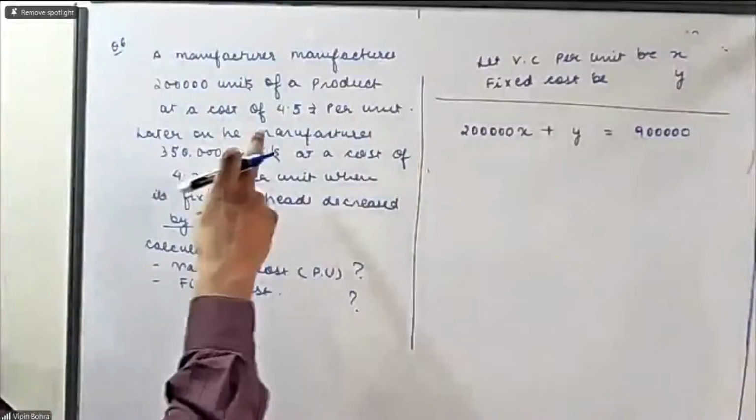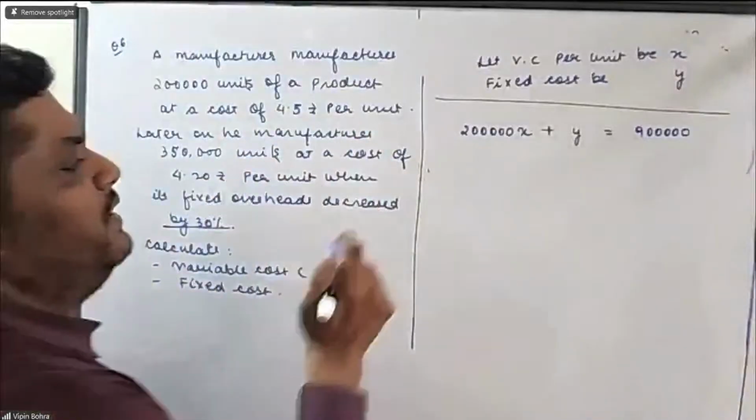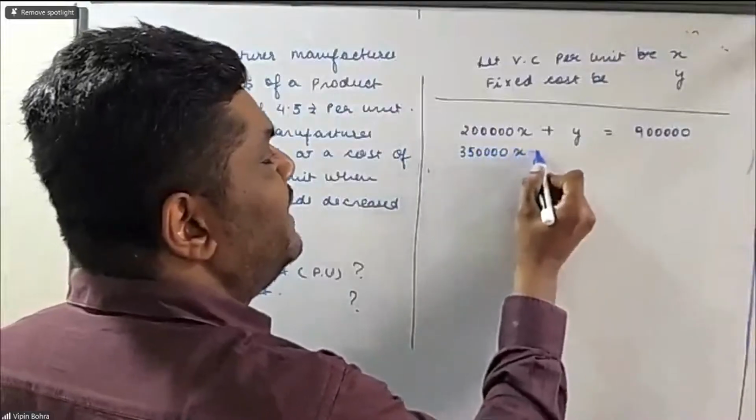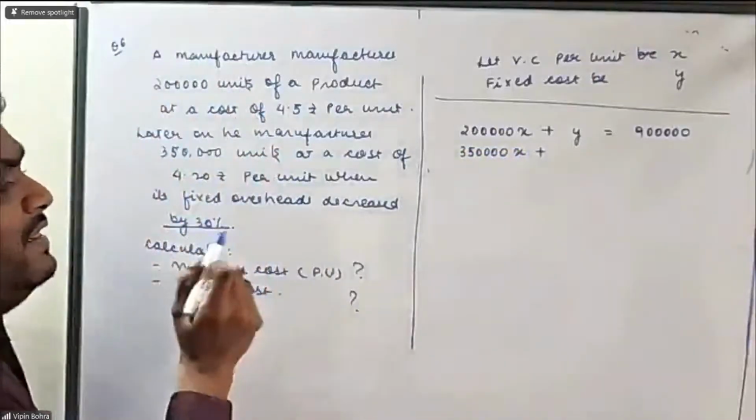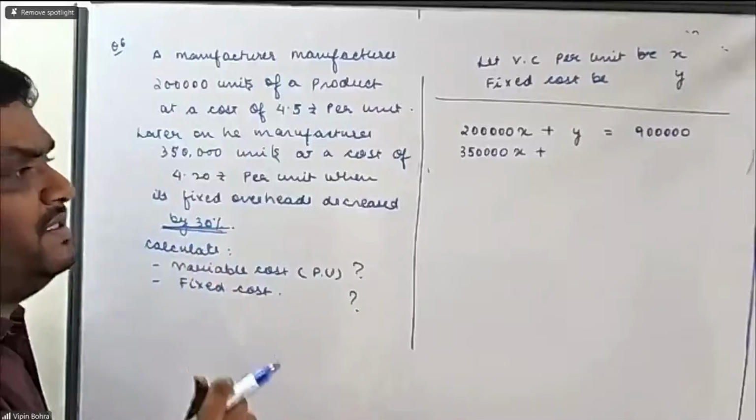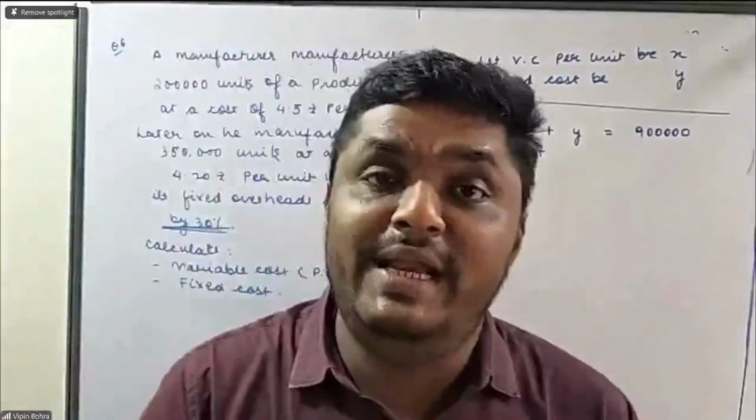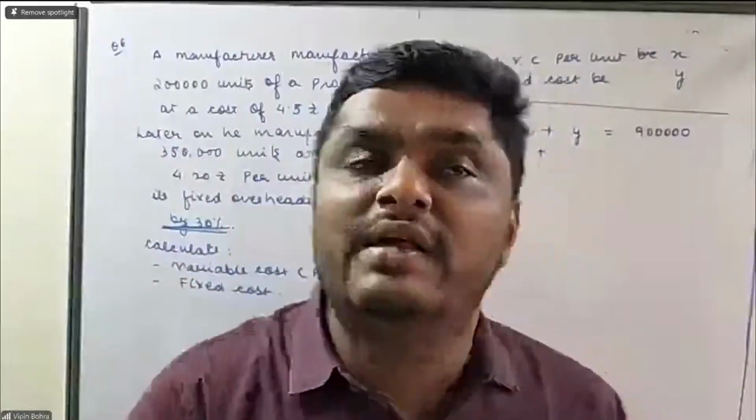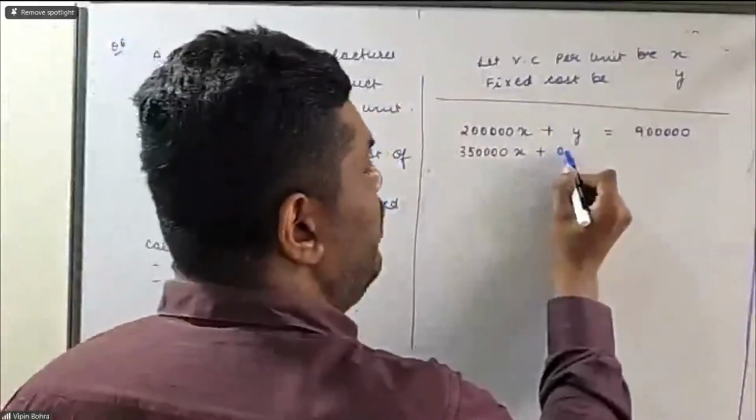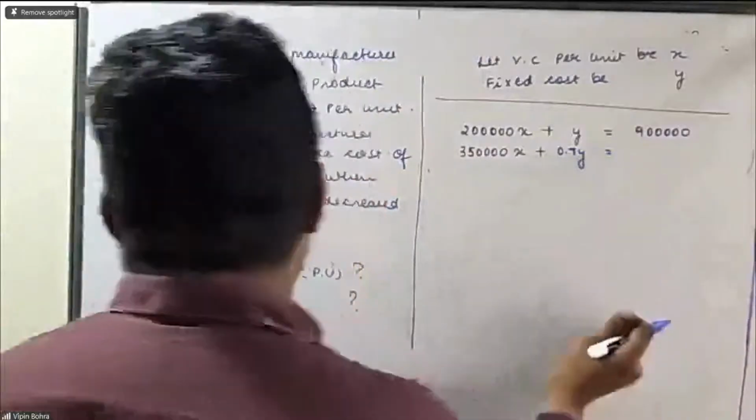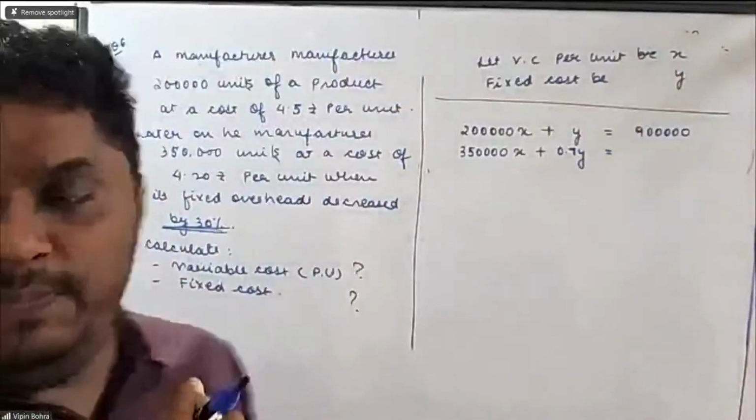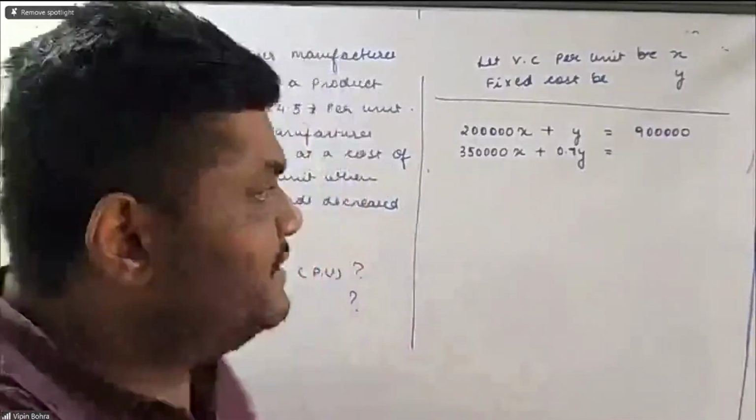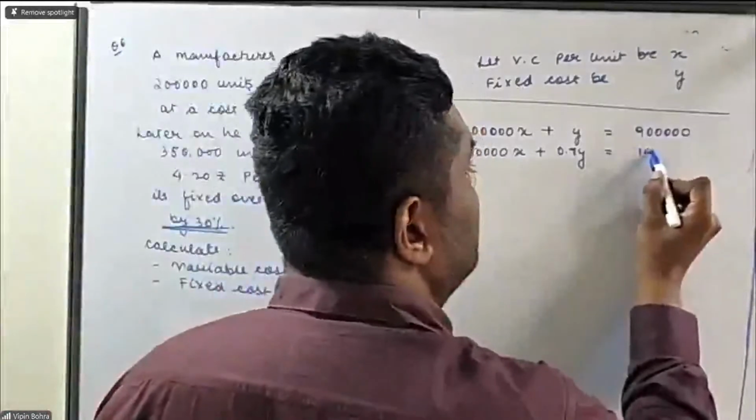In the second year, he manufactured 3,50,000 units. So 3,50,000 units into X. Now in the second year, the fixed cost is decreased by 30%. So how much will the fixed cost be in the second year? Only 70% of the first year. It is already decreased by 30%. So we can say it will be 0.7y. And this should be equal to 3,50,000 into 4.2. So this will be 14,70,000.